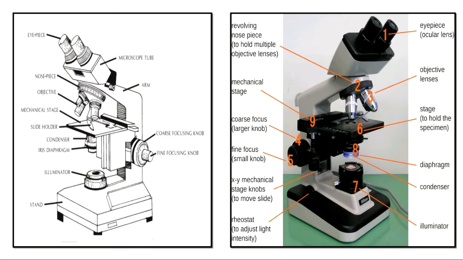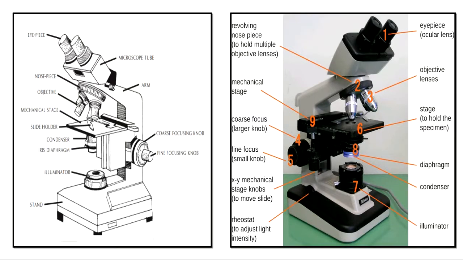And why it is used to adjust light intensity, because if too much bright light is passing through the illuminator, you will have a problem, you cannot see. Or if very little light is passing, then also you cannot see. So we use rheostat.